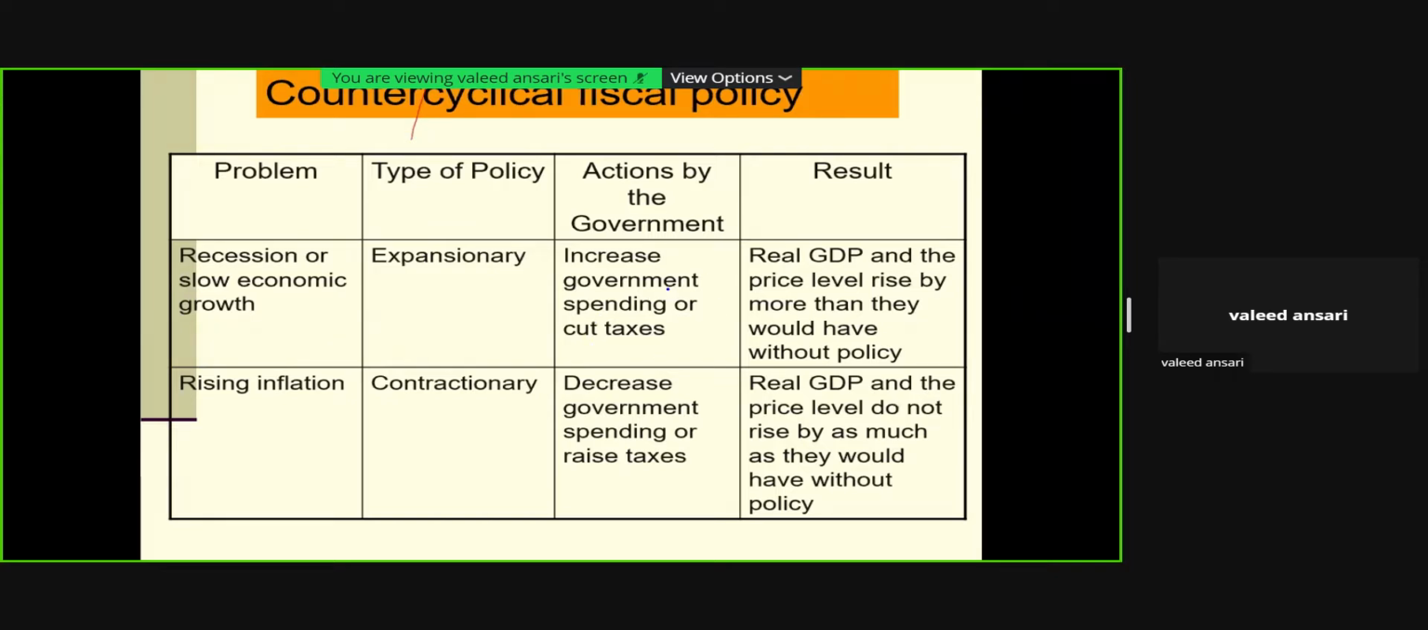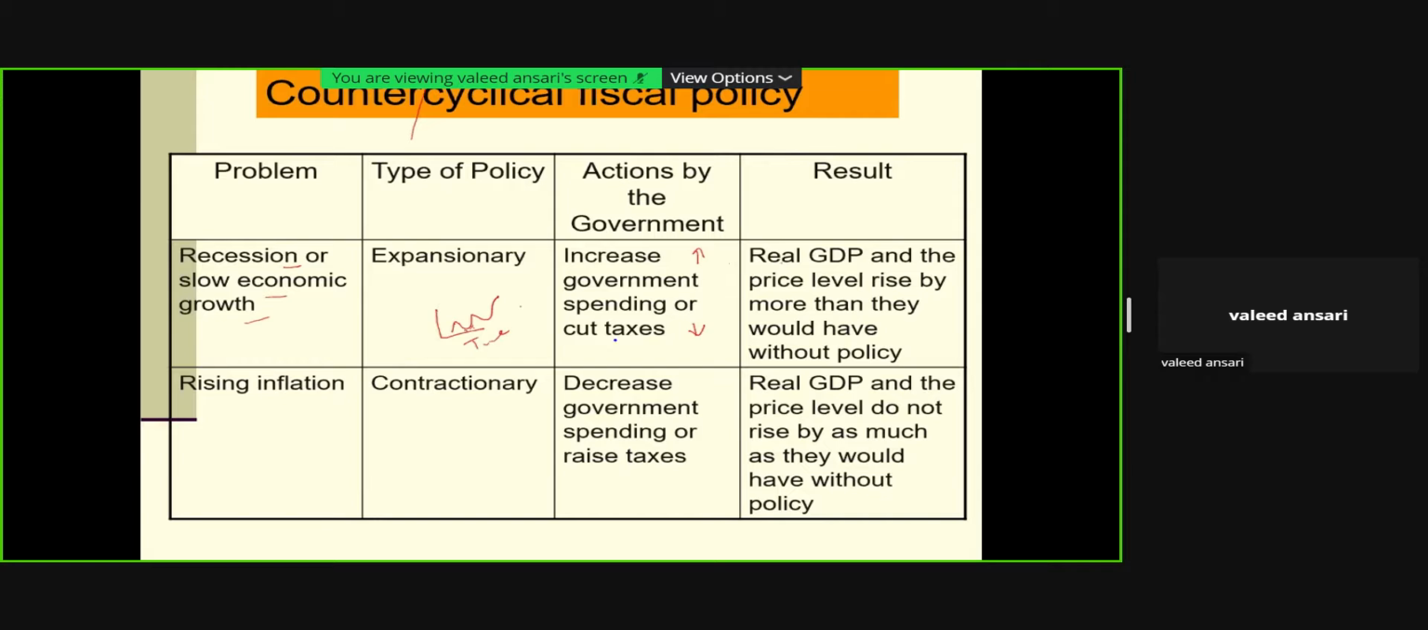Counter cyclical means that there are fluctuations in economic activity: a period of expansion in the economy, then a downturn, then again a recovery, and so it goes on. So in a period of recession, when there is low demand and other things, what can the government do? Government can increase expenditure and cut down taxes.